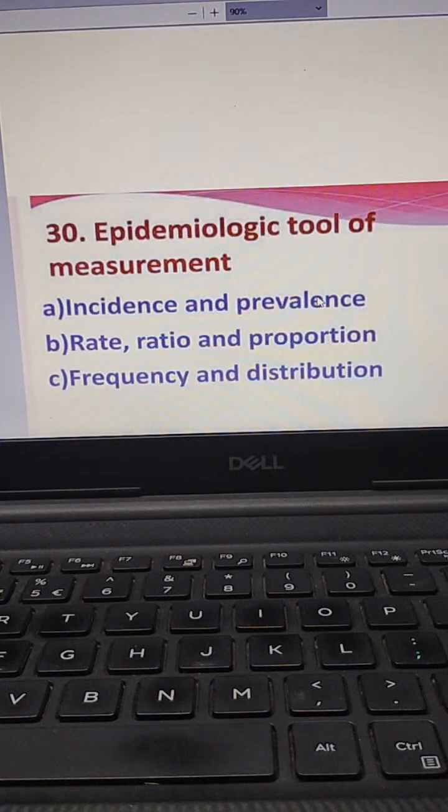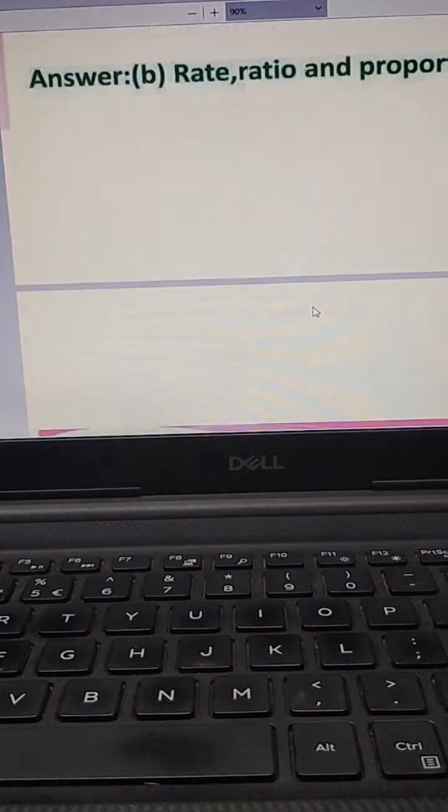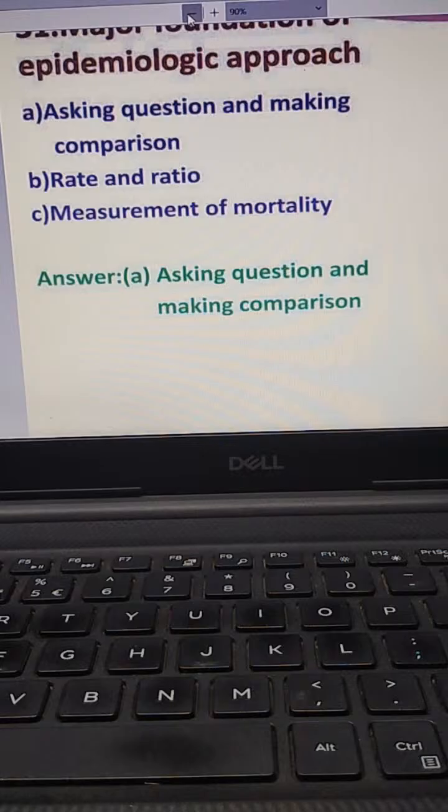The next question. Epidemiologic tool of measurement: incidence and prevalence, rate, ratio and proportion, frequency and distribution. The answer is rate, ratio and proportion. The major foundation of epidemiologic approach: asking question and making comparison, rate and ratio, measurement of mortality. The answer is asking question and making comparison.